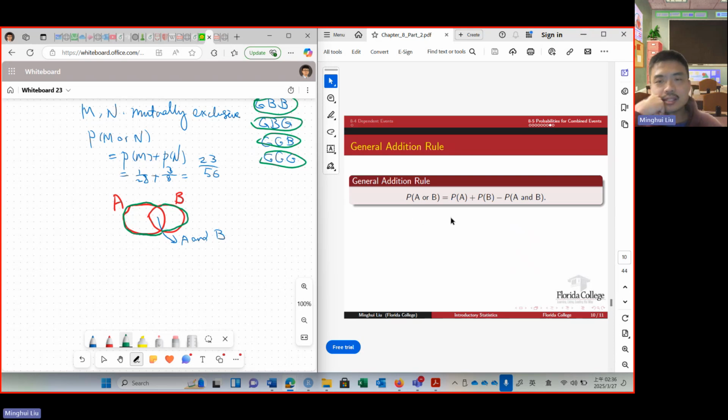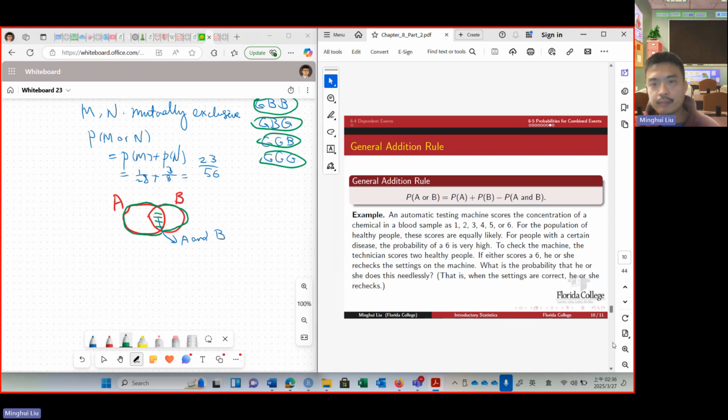Now, why is that equal to the right-hand side? If you look at P of A, that's basically the first circle, plus P of B, the second circle. But notice that you actually added this thing twice. So you have to subtract it from the result, and therefore it is P of A plus P of B minus P of A and B. This is the general addition rule. It will give you P of A or B.